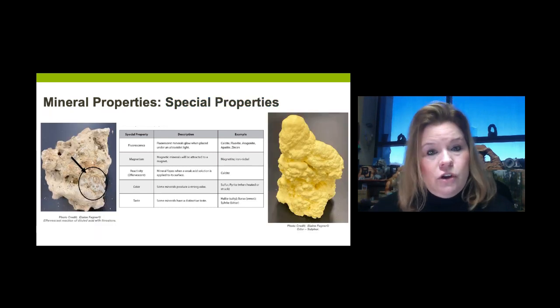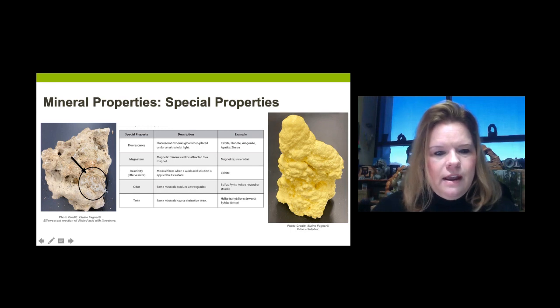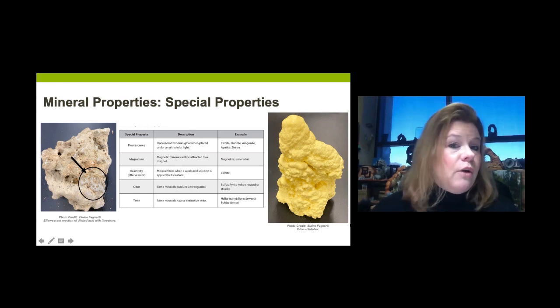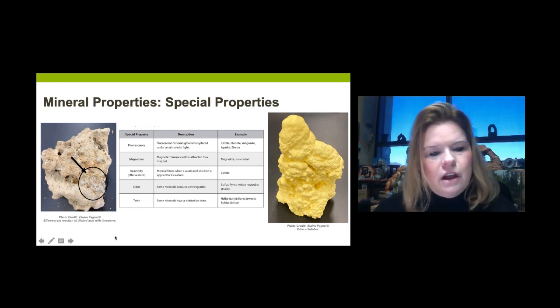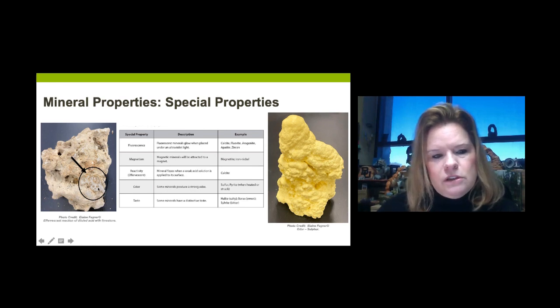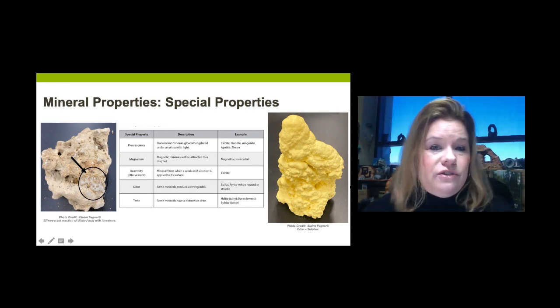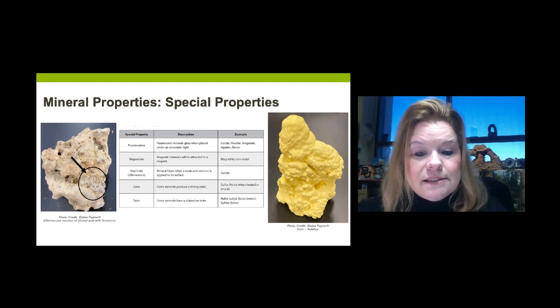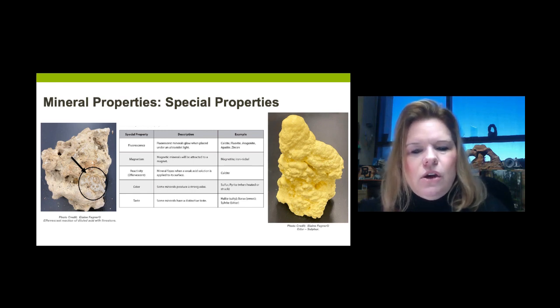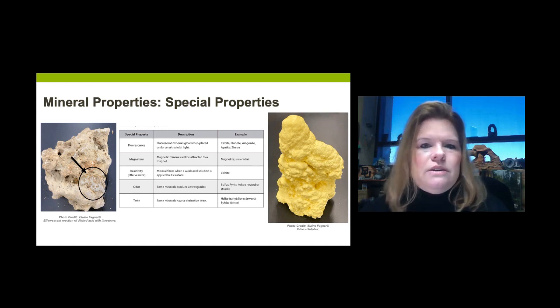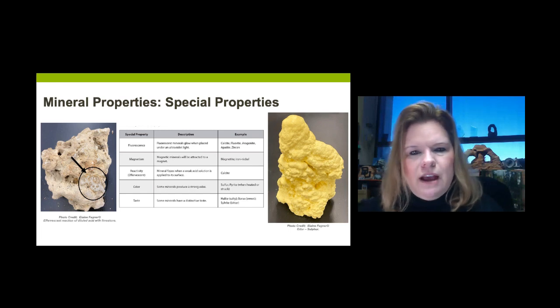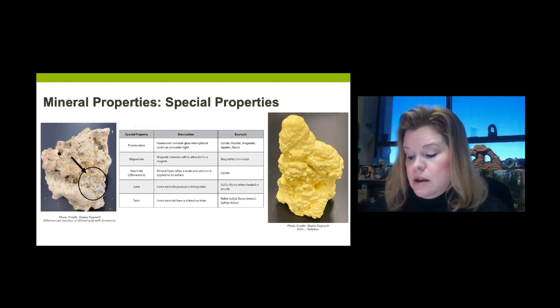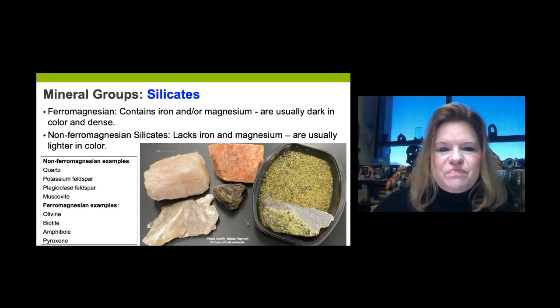So let's show you that reactivity again. So I did a piece of limestone, and you see the reactivity there if you couldn't see it on my other samples. And here's that odor. If I were to sniff that piece of sulfur there, it would stink like rotten eggs. So that's a really, really good way to determine what you have. And certain minerals have these properties and most do not. That's what makes them special.